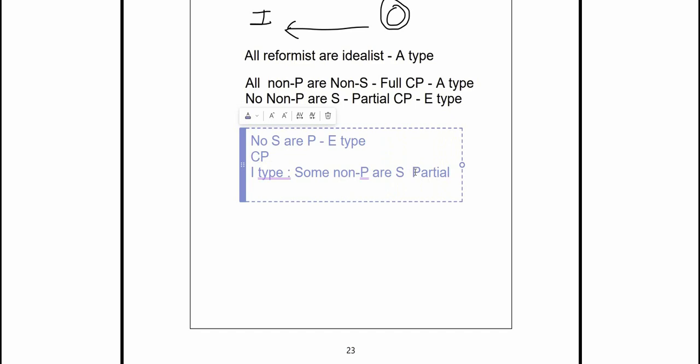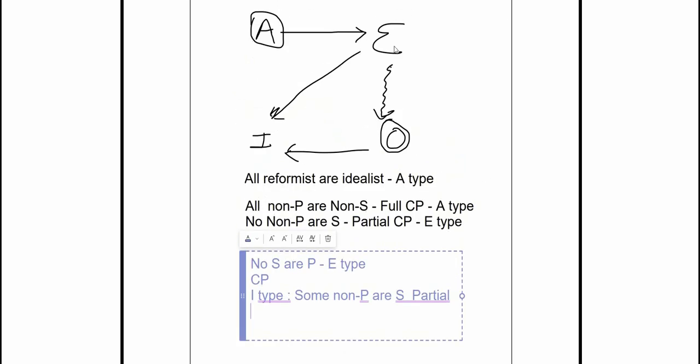So once you know the partial, we can very easily do the full contrapositive. E type full contrapositive goes to O type, which is some dash are not whatever. So now we have to interchange again. So non-P, subject and predicate are interchanged.